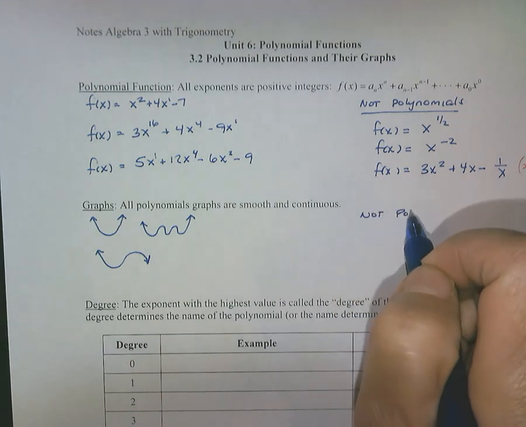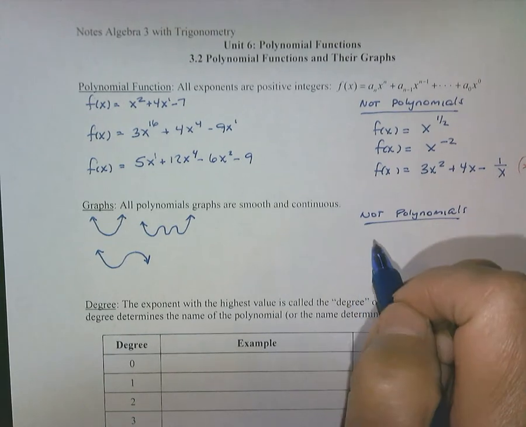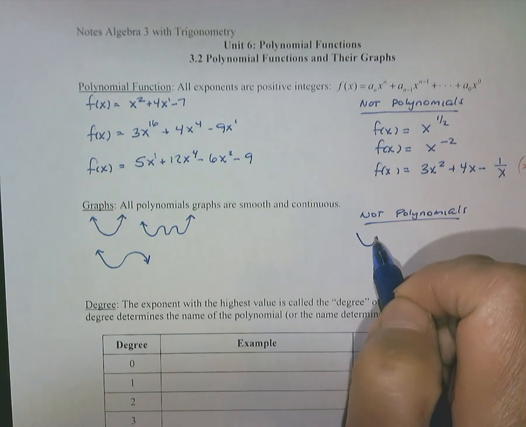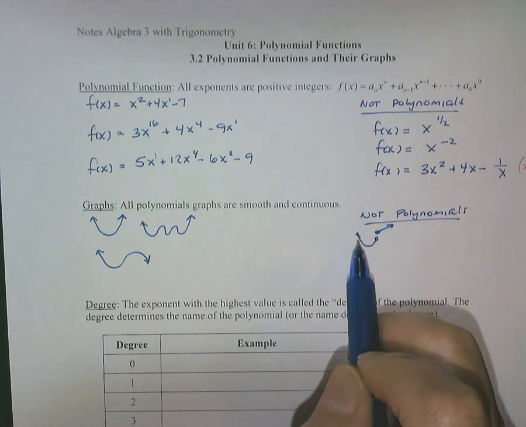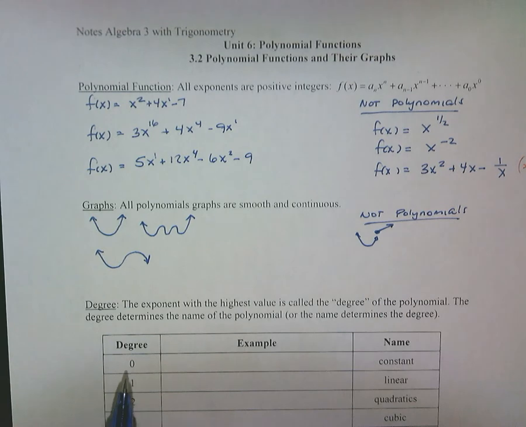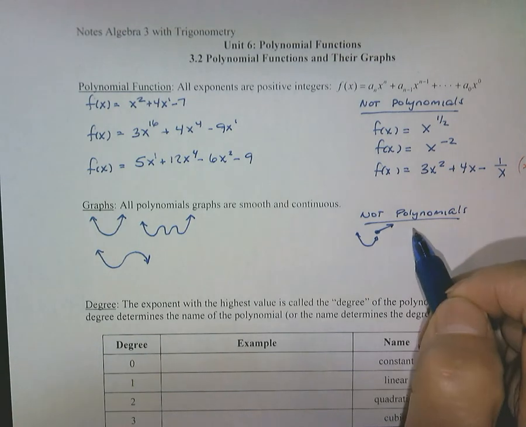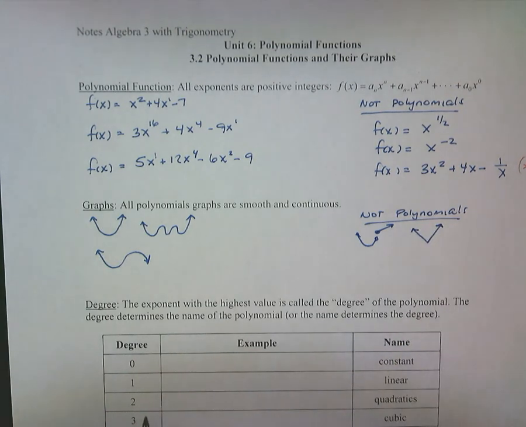Graphs that are not polynomials would be something that look like this, like a piecewise function. We've done these. It's not continuous. As soon as I had to lift up my pen to go from this part to this part, it was not continuous. So it's not a polynomial. This is an absolute value function. That is not a polynomial.